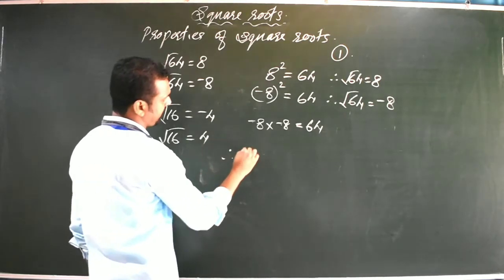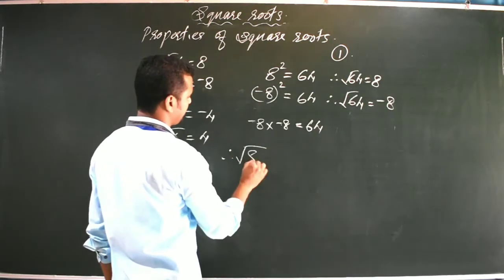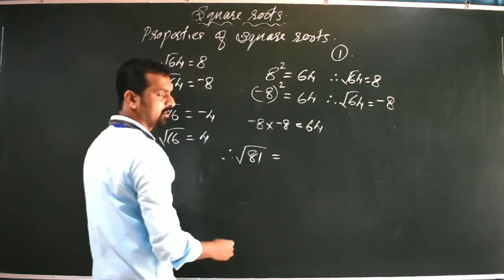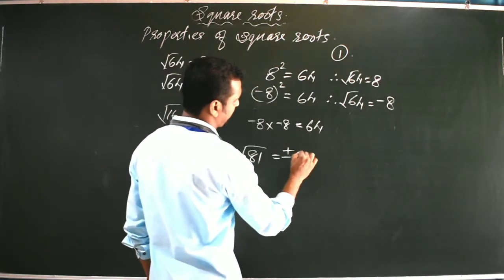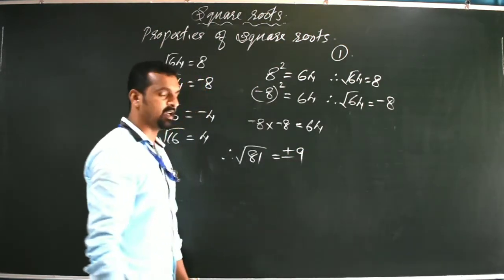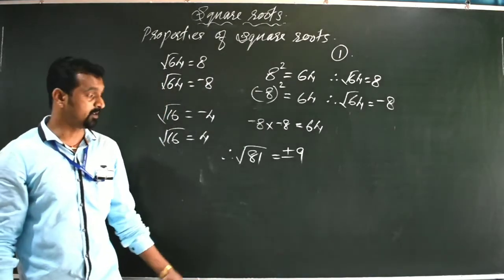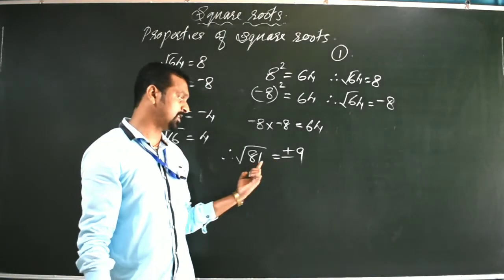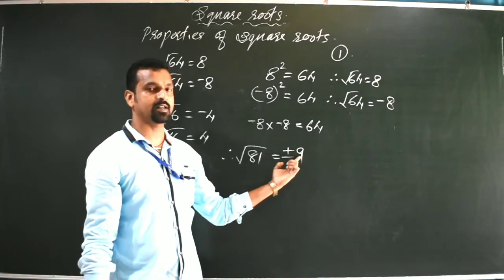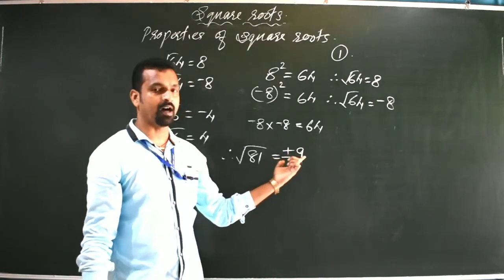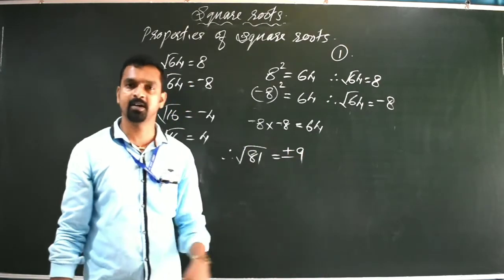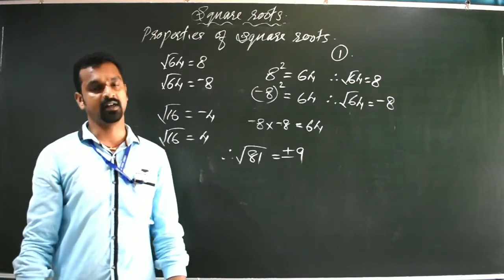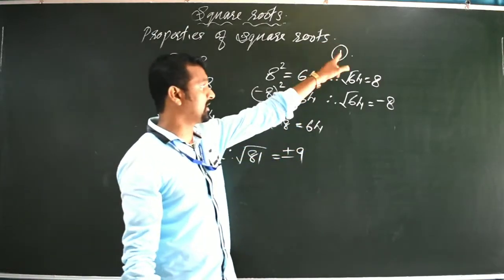So square root of a number, suppose it is square root of 81. Square root of 81 is equal to, we can write plus or minus 9. 9 is the answer. 9 9s are 81. So square root of 81 is equal to plus or minus 9. Square root of a number can be both positive and negative. That is the first property.